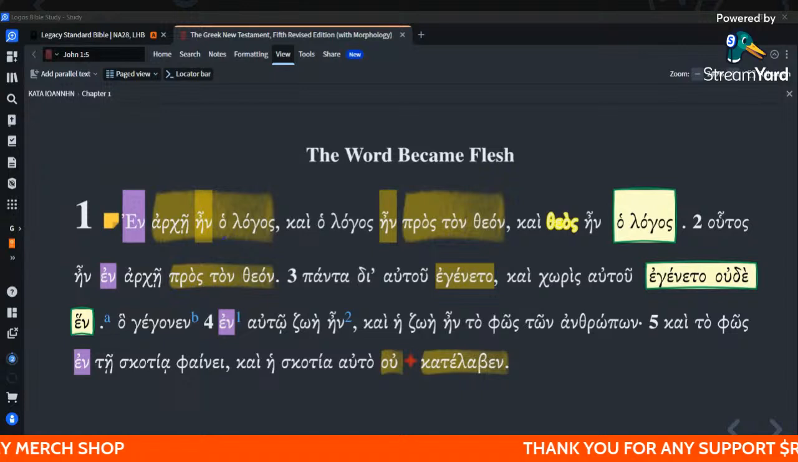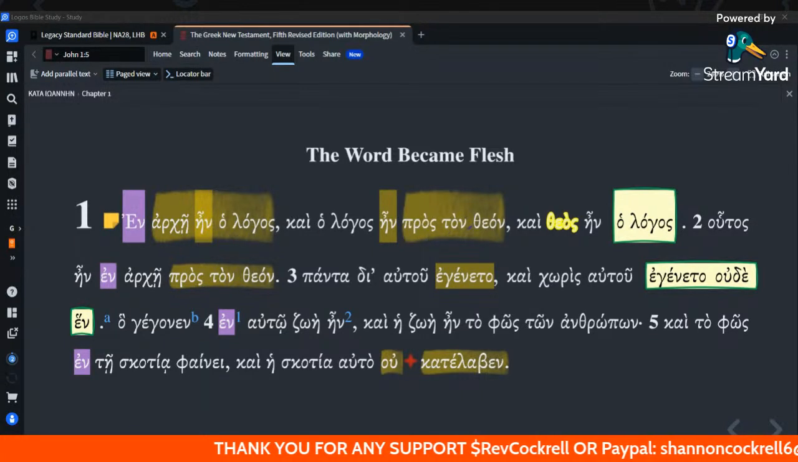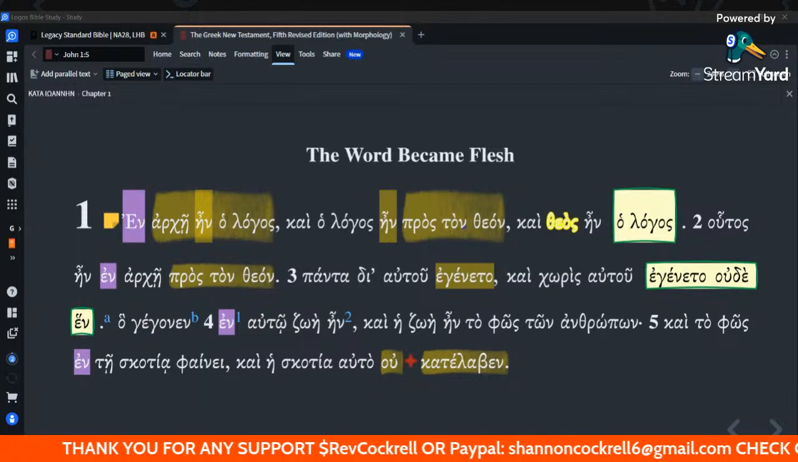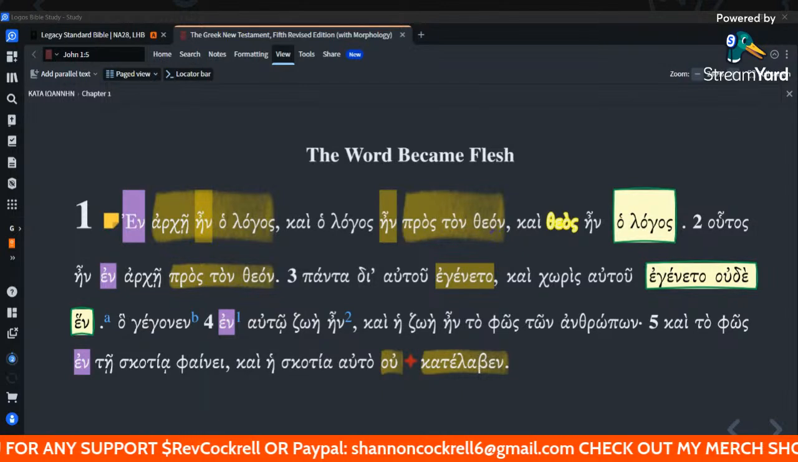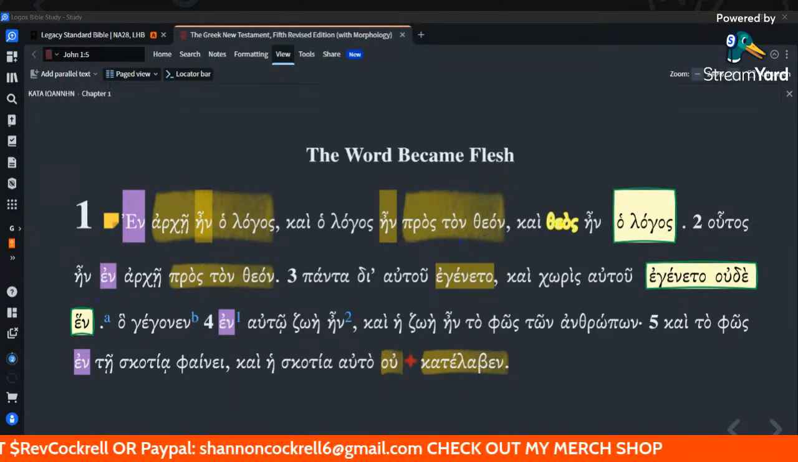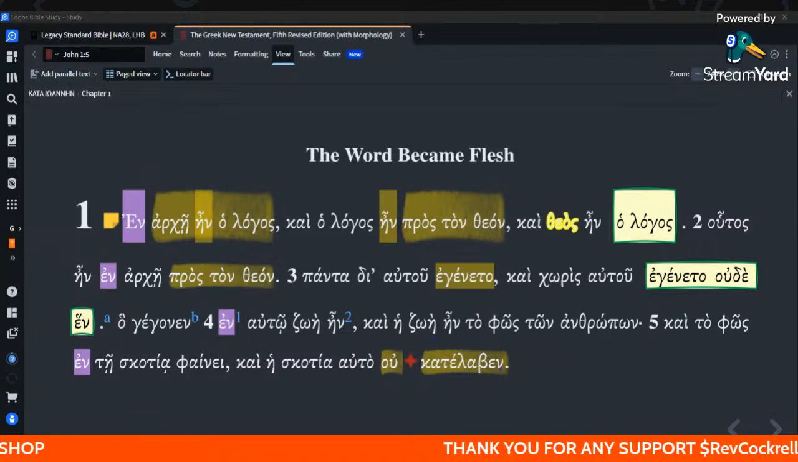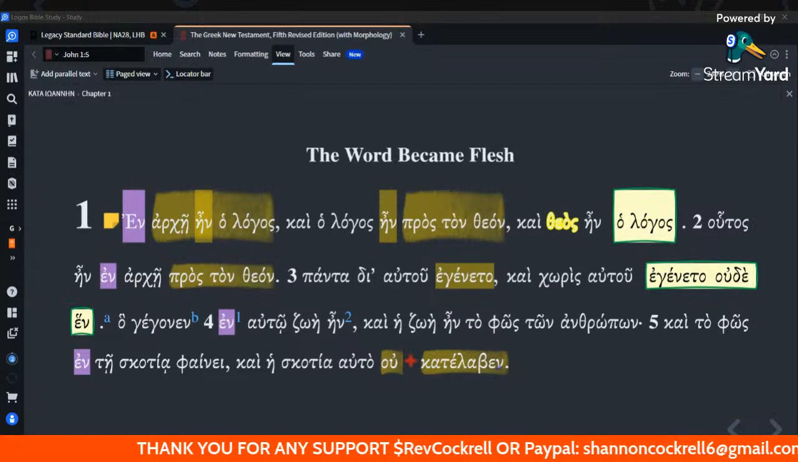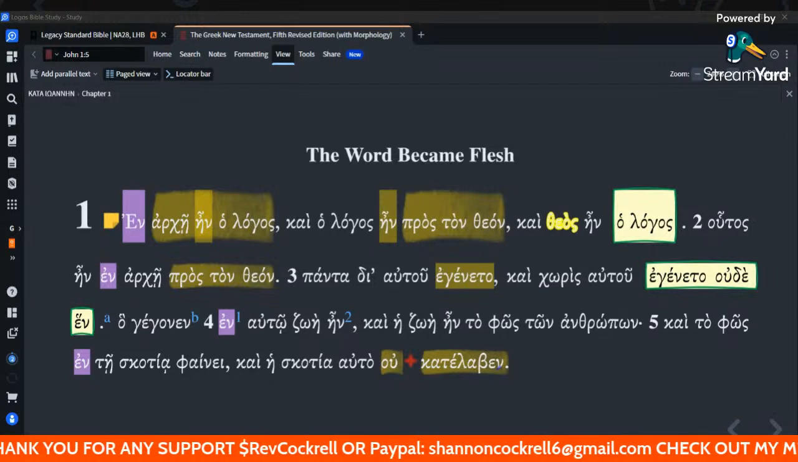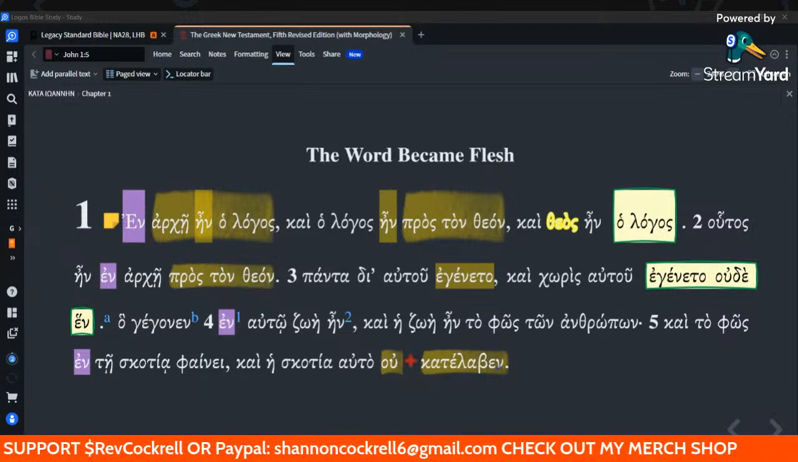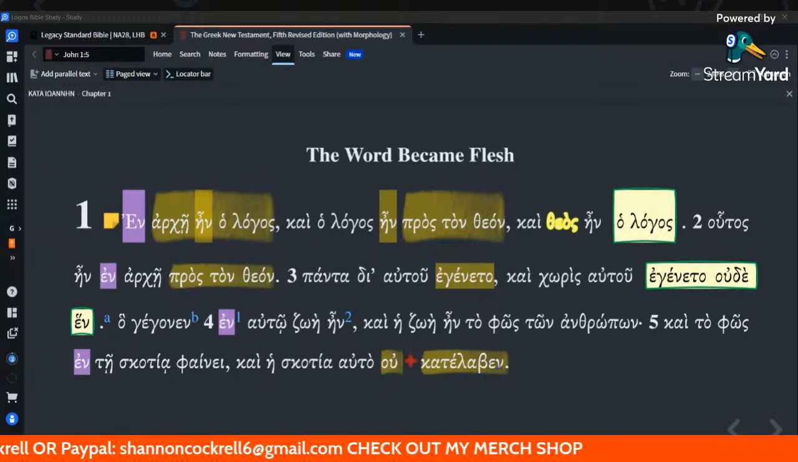In the beginning was the Word, and the Word was with God, and the Word was God. He was in the beginning with God. All things came into being through him, and apart from him, not one thing came into being that has come into being.